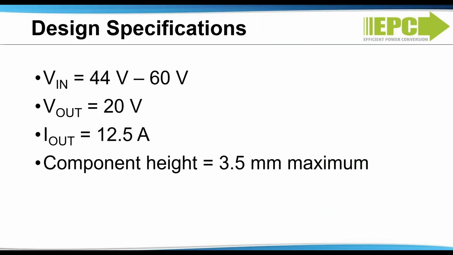Now, let's look at a specific design. We will evaluate the design of an ultra-thin 48-volt to 12-volt 250-watt converter using the two-phase and the three-level topologies, respectively. The design specifications include electrical specs that you see here and a component height restriction of 3.5 millimeters maximum, and they were dictated by the requirements of a gaming notebook application. First, let's discuss why eGaN FETs were chosen for the designs.